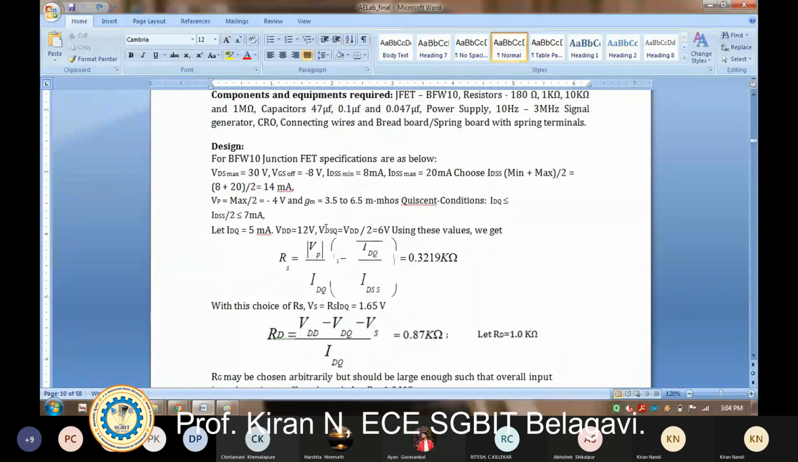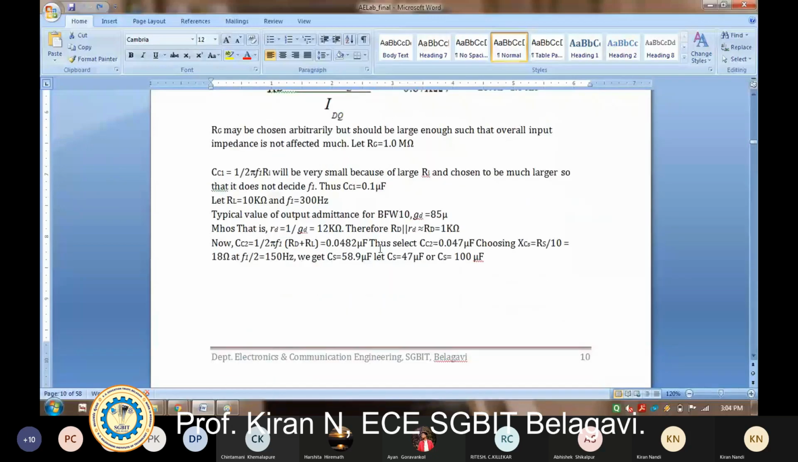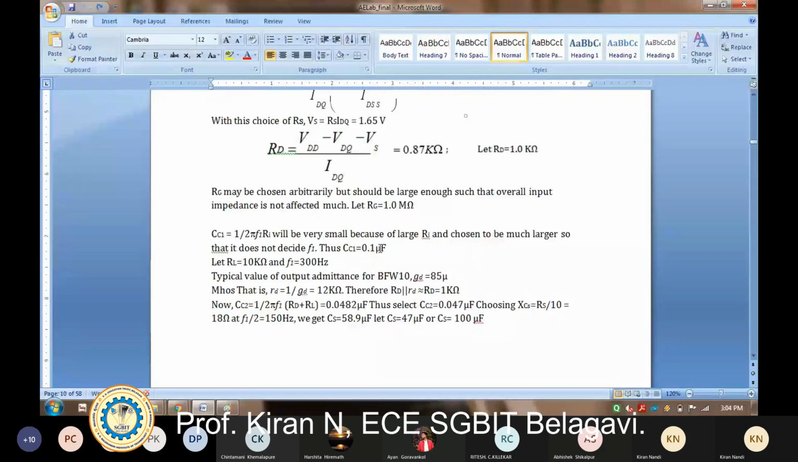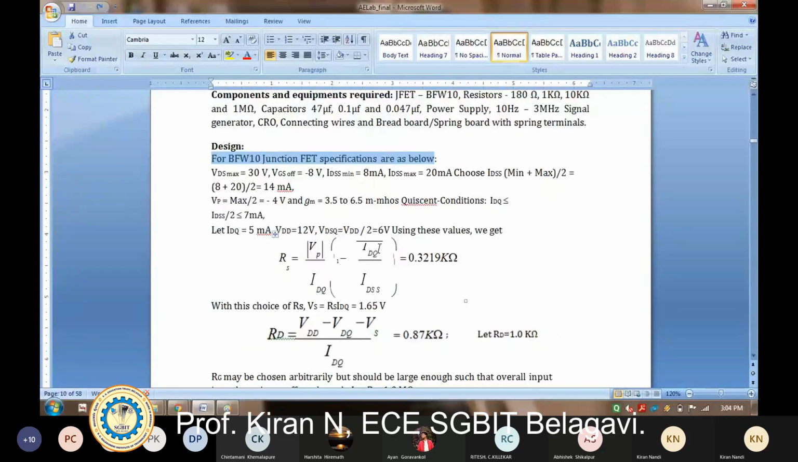So let us see the design part of this. For a transistor, BFW10 junction FET, specifications are as follows. These specifications will be given for you. So you have to calculate the remaining parameters and then perform the experiments here. I am showing here how the values are calculated. VDS is nothing but the voltage across drain and source, the maximum voltage across drain and source terminals.